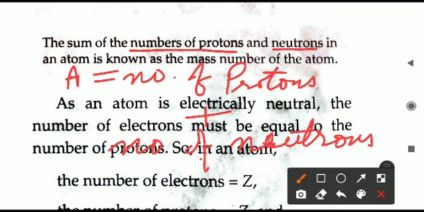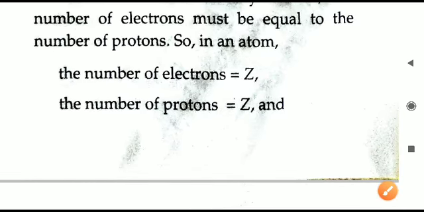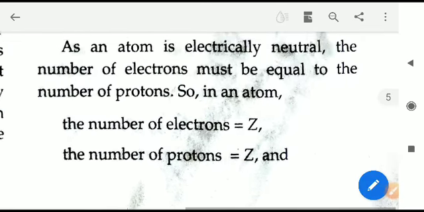As you know, internal questions are being asked these days. So A equal to number of protons plus the neutrons. So that is how we can calculate the mass number. So just take a note of this.